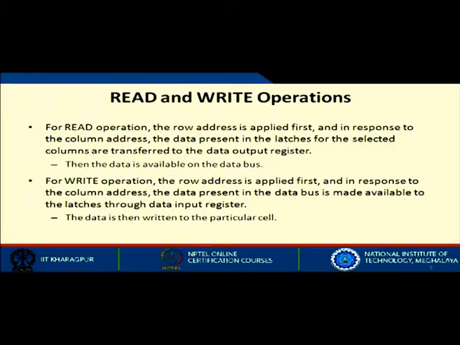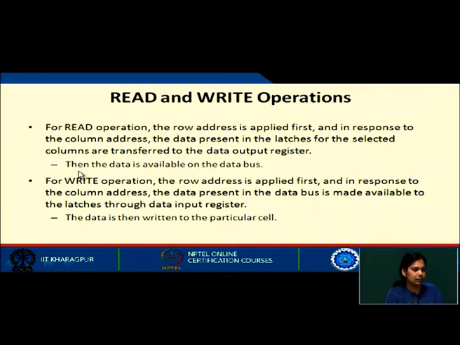In the same way, for reading a cell value, we apply a row address first, and then we apply a column address. In response to that particular column address, the column data are selected and stored in the data output register. From this data output register, it is transferred to the data lines finally. Then the data will be available on the data lines, that is the data bus, and then it goes to the processor.